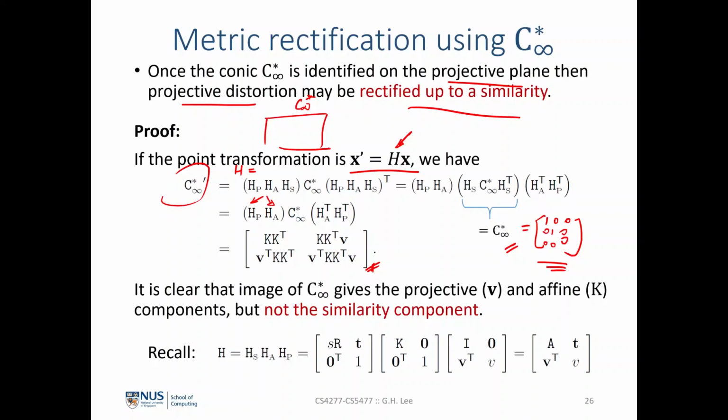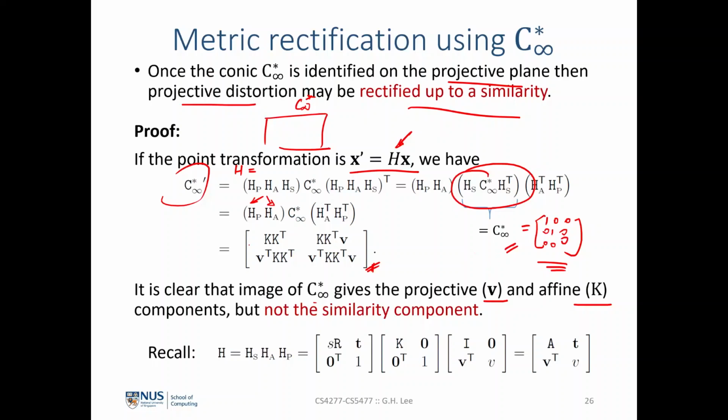And it's clear that the image of C star infinity gives the projective V and affine K components, but not the similarity component, because the similarity component is absorbed into C infinity star since it remains the same. So there's no way for us to figure out what the similarity transform is after C infinity star has undergone some form of projective transformation.